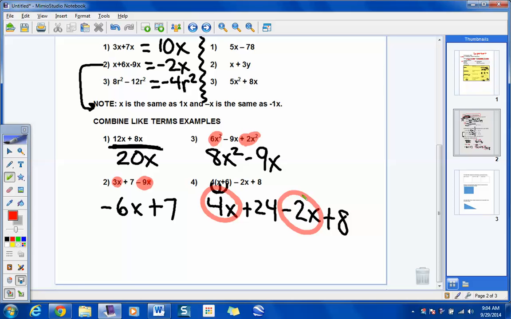All right. So in this case right here, instead of having just one constant term like we've had in the other examples 2 and 3, how many constant terms do you have here and here? Well, you've got a plus 24 and plus 8, right? You'll be able to combine those.